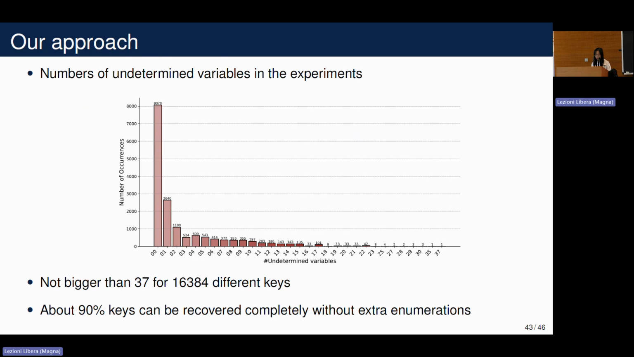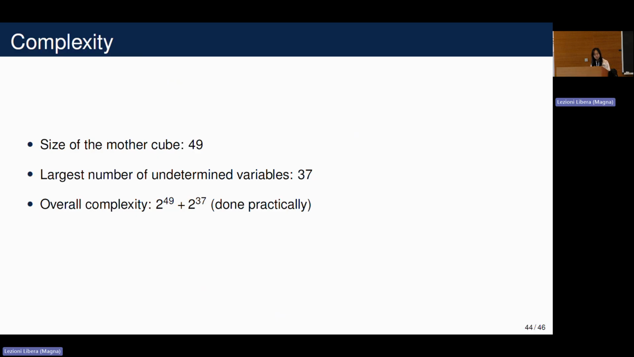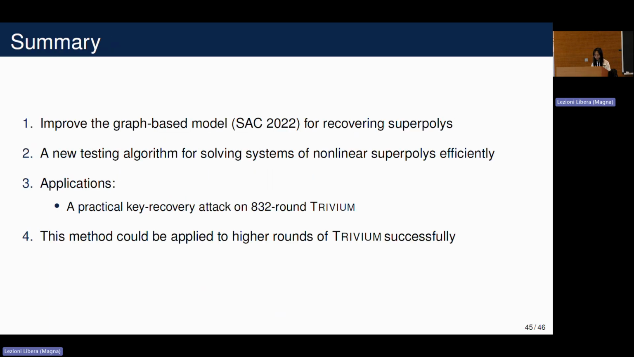We also display the number of undetermined variables in our experiments. We found it is no bigger than 37 for 16,000 different cases. About 90% of cases can be recovered completely without extra enumerations. The complexity consists of the size of the mother cube, which is 49, and the largest number of undetermined variables, which is 37. So the overall complexity is this. It can be done practically.